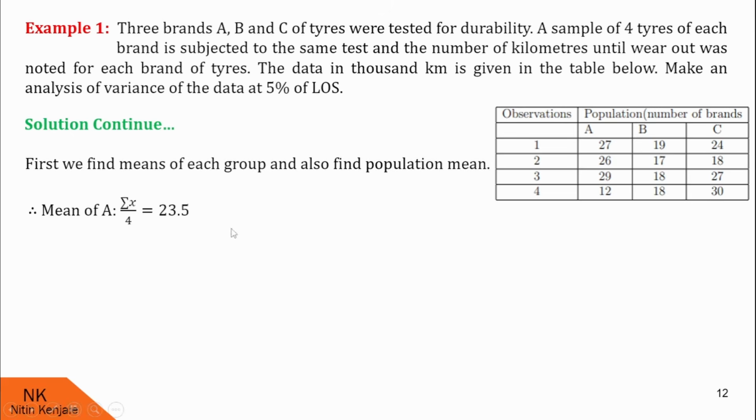Mean of A is given by the formula summation x upon 4, where x are the elements of A. So it will be 27 plus 26 plus 29 plus 12 divided by 4. I found it is 23.5.